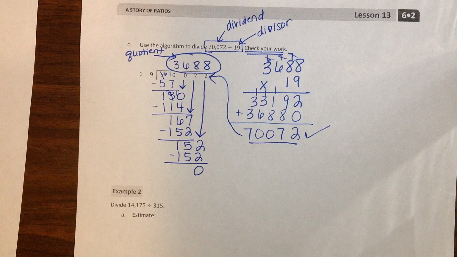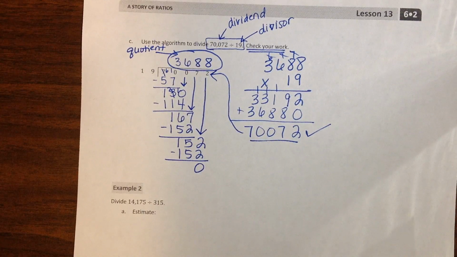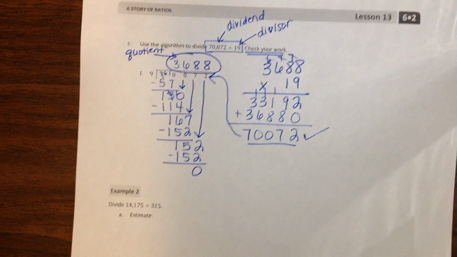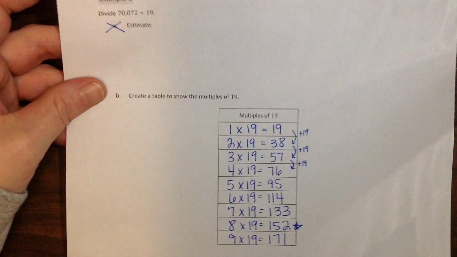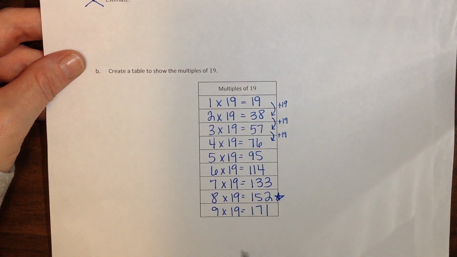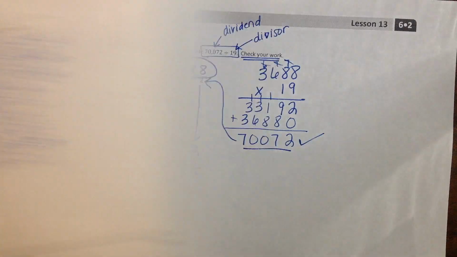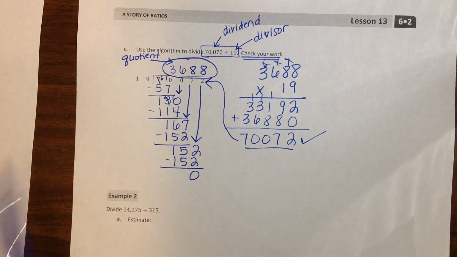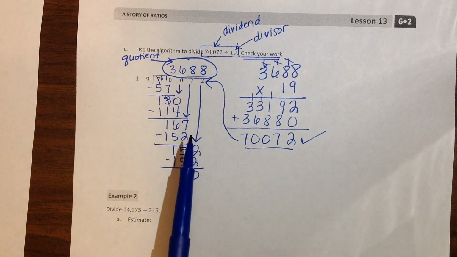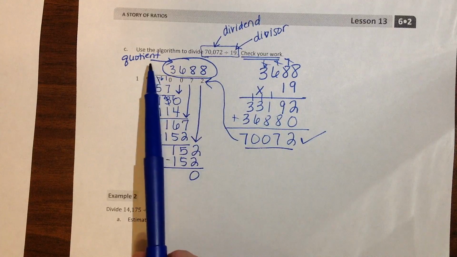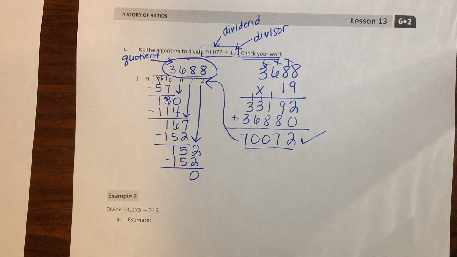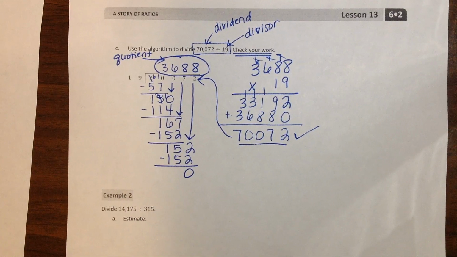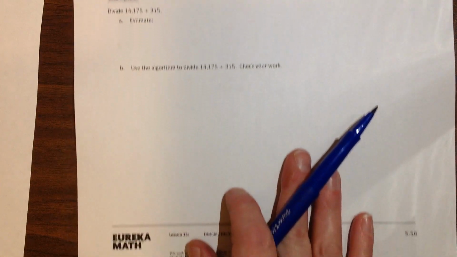So this is the whole process for dividing multi-digit numbers using the algorithm. Our first step was to make a multiples table to make that dividing just a little bit easier. Next was to write the problem and then go ahead and solve it like we would any multiplication or division problem. When you go to check your answer, you take the quotient times the divisor to get the dividend. Let's go ahead and move to example 2.